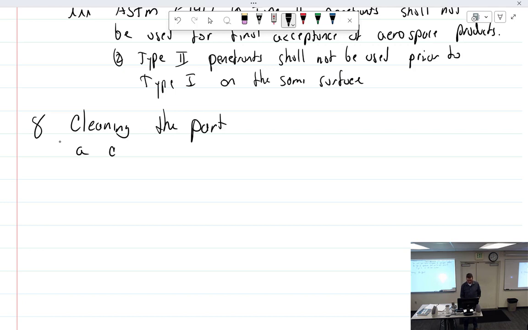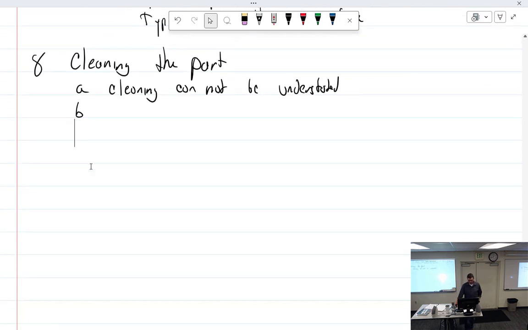I'll just put this because I ruined it. Cleaning cannot be understated. And I want to write that because I tend to do that and gloss right over it because it's boring to talk about cleaning stuff. I want to get right into the meat of the thing and start talking about fluorescent penetrants and doing the work. And so I don't want to spend a bunch of time talking about this cleaning because it's, like I said, boring. But it's important.